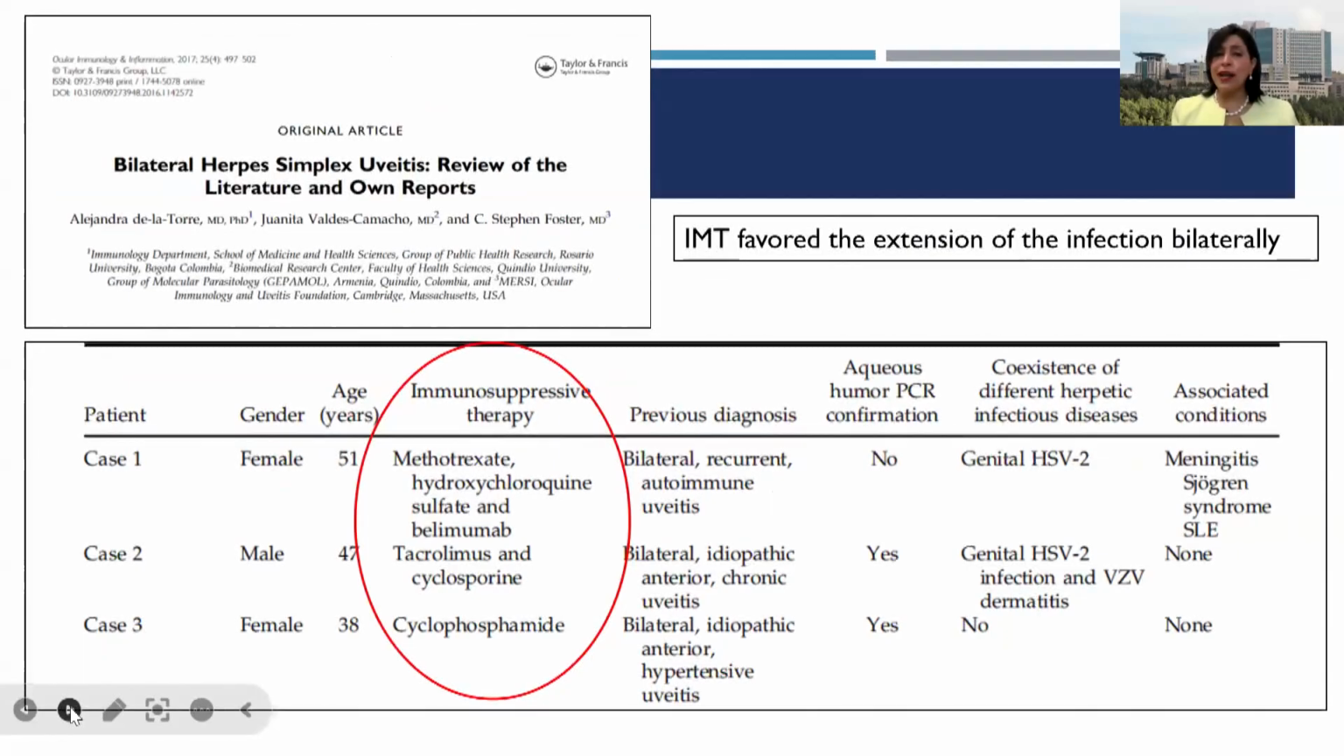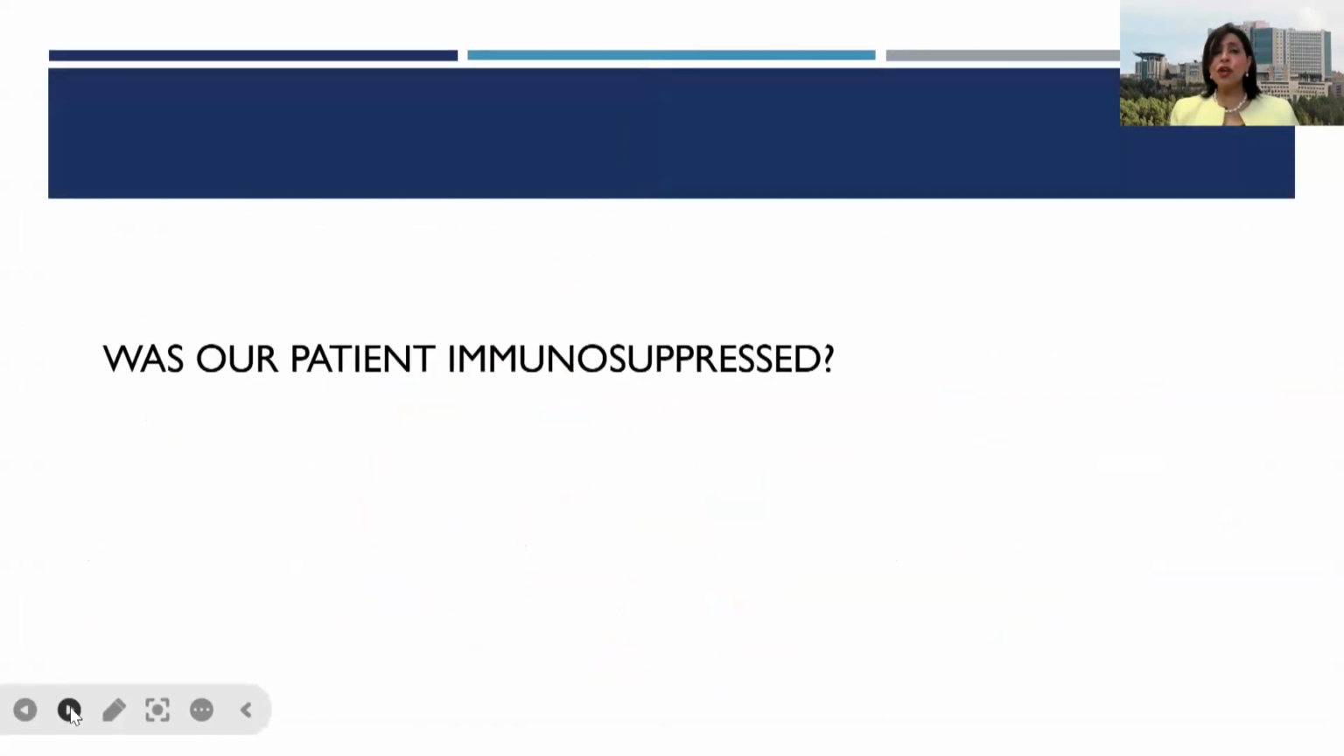You see, patient number 1 had HSV2 meningitis before, and she was on immunomodulatory therapy because of Sjogren and lupus. Patients 2 and 3 were initially diagnosed with non-infectious uveitis and were treated with immunomodulatory therapy, and eventually aqueous tap confirmed the diagnosis. Therefore, the authors suggested that the immunomodulatory therapy favored the extension of the infection bilaterally. So the question is, was our patient immunosuppressed?